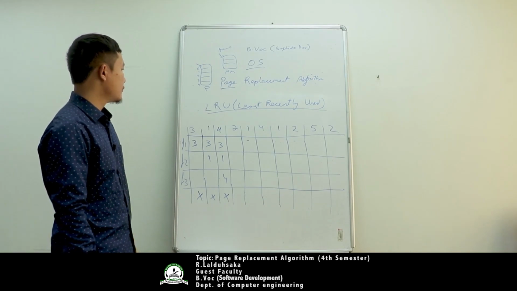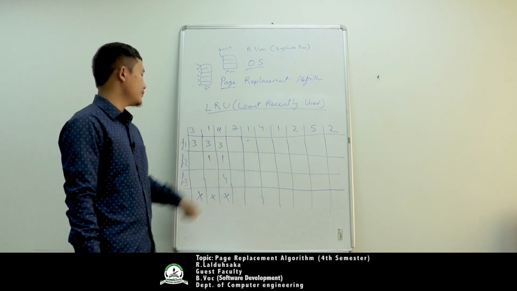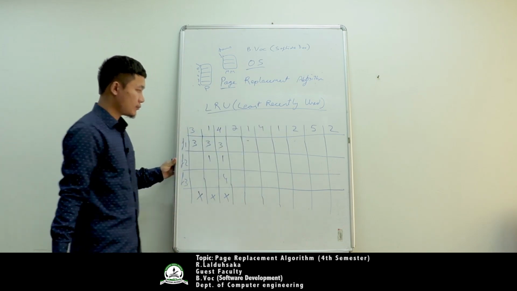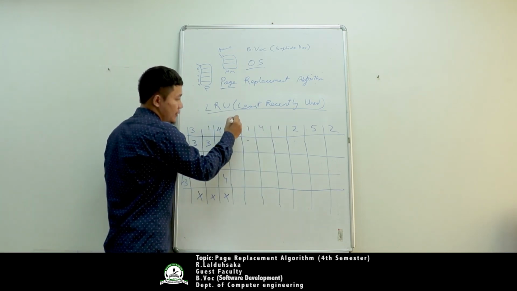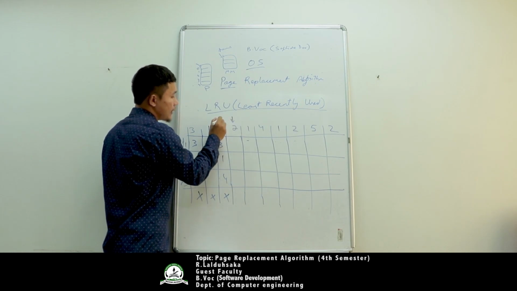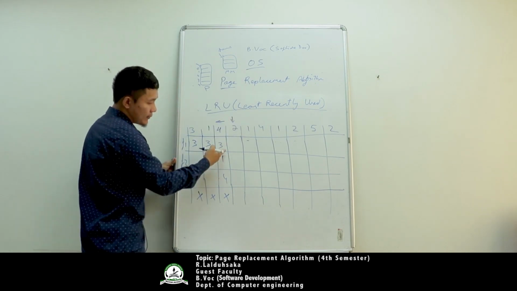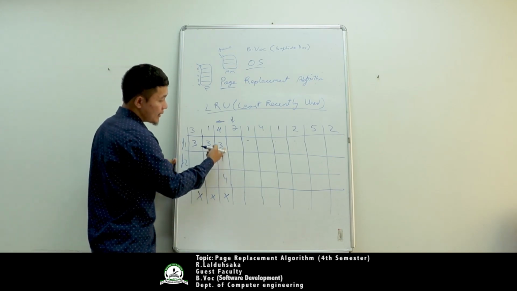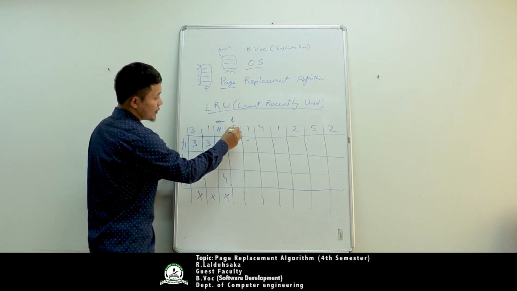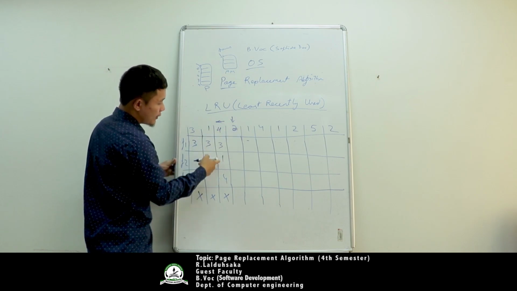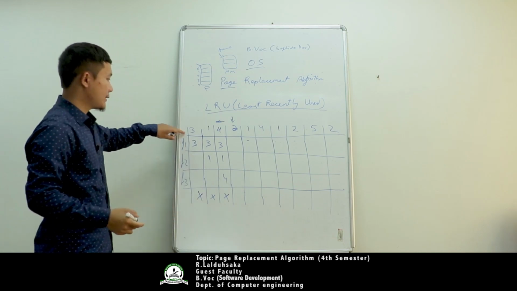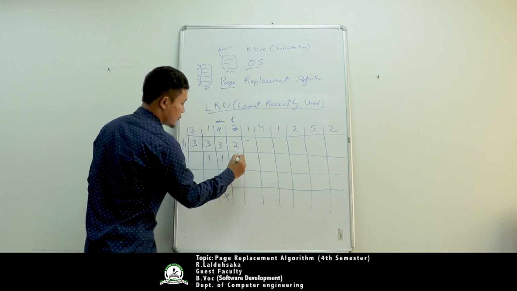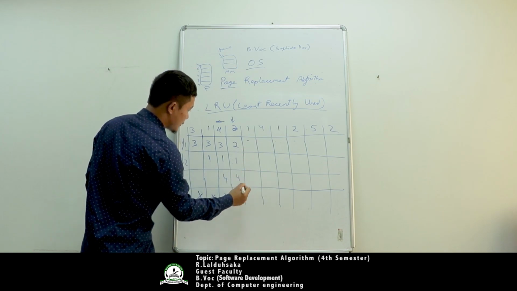Now we have the least recently used algorithm. In the least recently used algorithm, from the current position, we look towards the left. We look at these frames. Which frame has come farthest to the left of the current position? 4 here, 1 here, 3 here. 3 is the farthest, so we have to change 3. 2, 1, 4. This is a page fault.